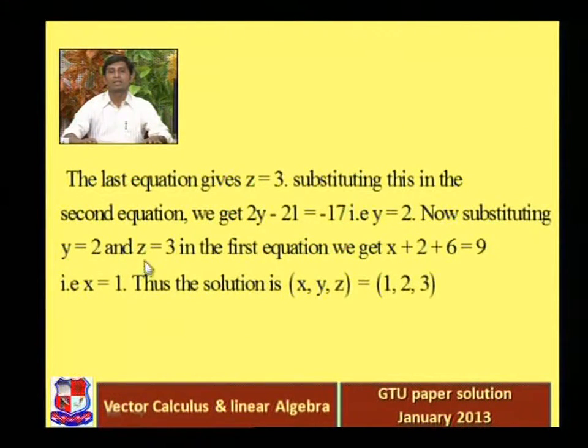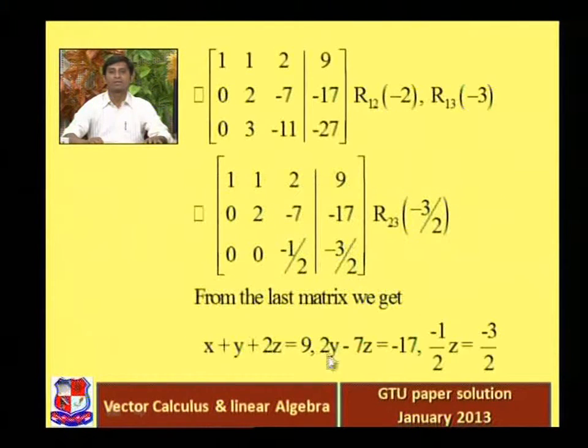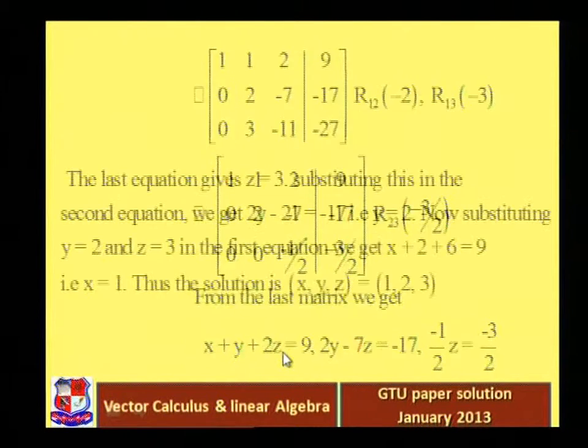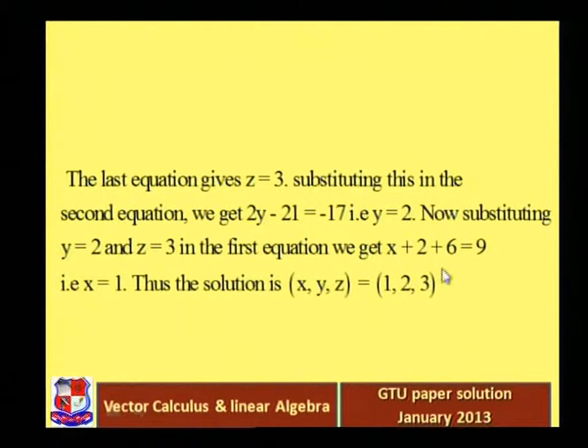Now substituting y is equal to 2 and z is equal to 3 in the first equation, we get x plus 2 plus 6 is equal to 9, right? So we will get x is equal to 1. Thus the solution is x, y, z is equal to 1, 2, 3. Okay.